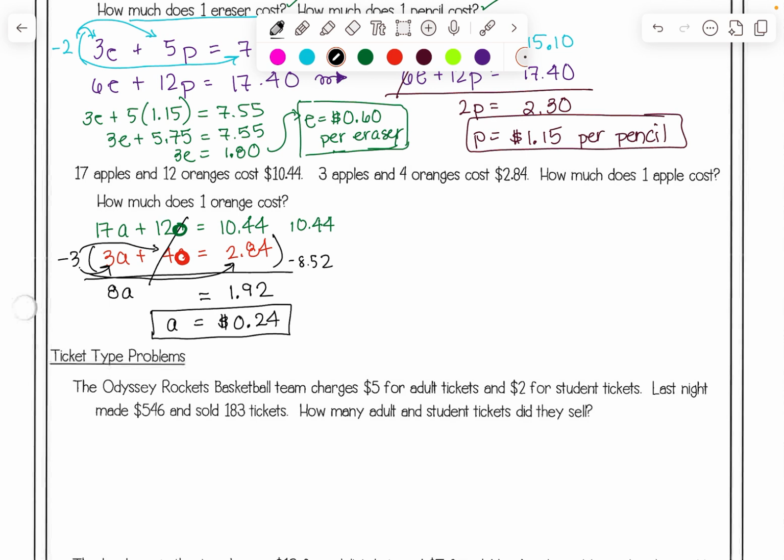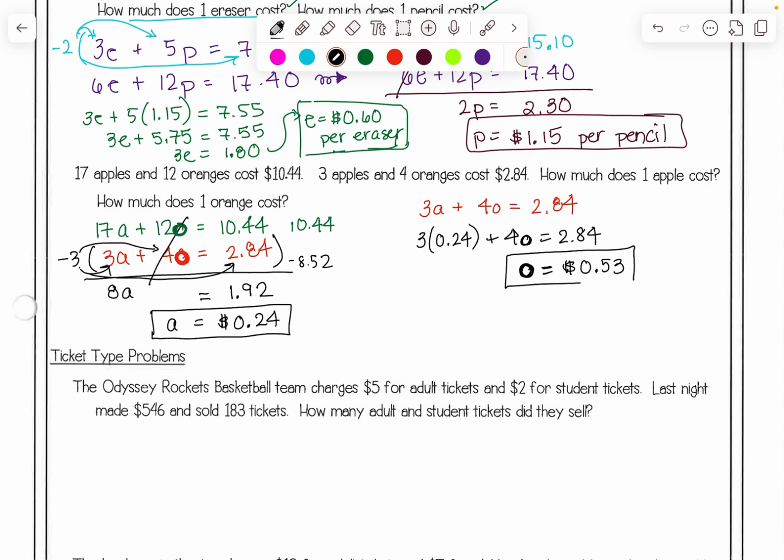Now we have to find the cost of oranges. I'm going to take my bottom equation because that's the smaller numbers. 3a plus 4 oranges is equal to $2.84. I'm going to plug in my a value, which is 24 cents: 3 times 0.24 plus 4 oranges is equal to $2.84. Solve for oranges by multiplying. You should get the cost of each orange to be 53 cents.